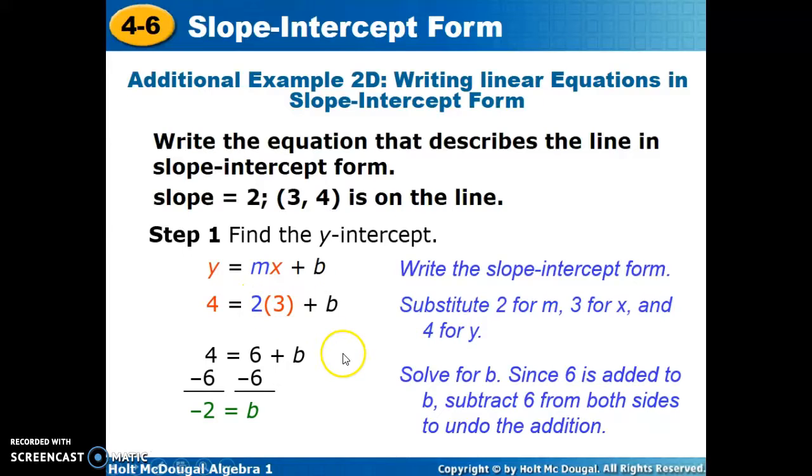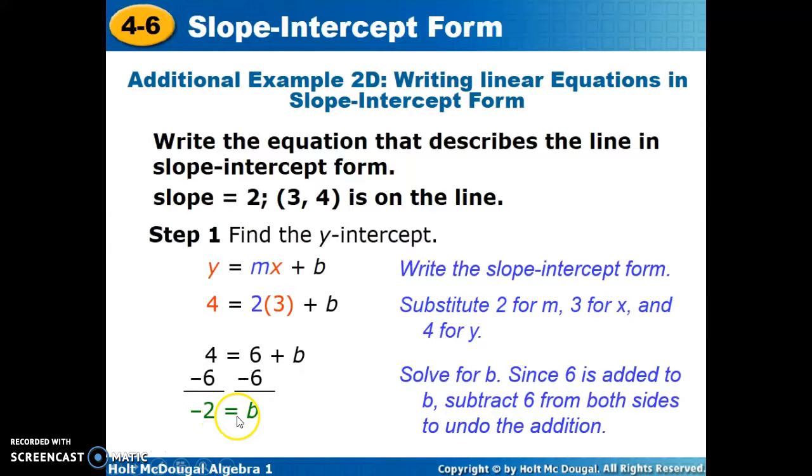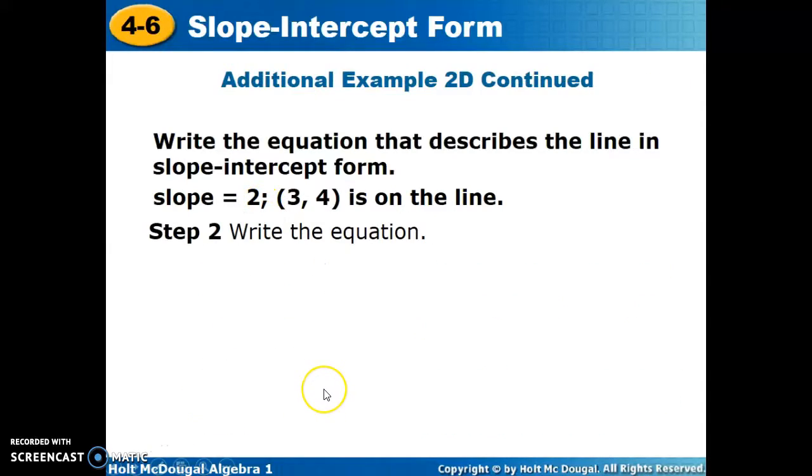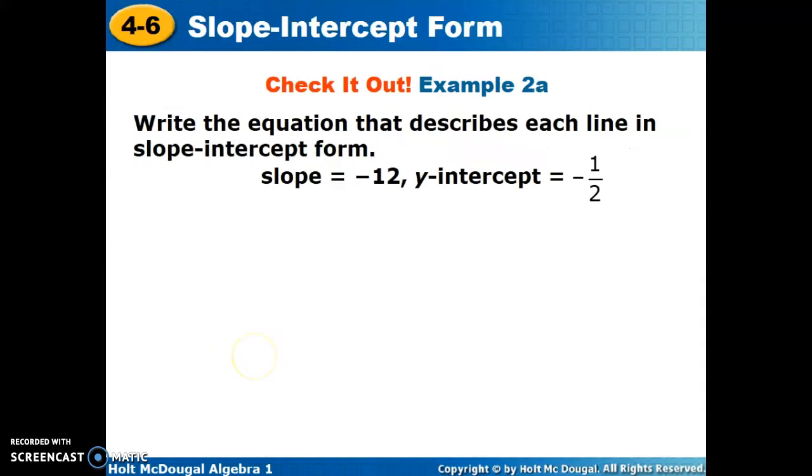Subtracting 6 from both sides, we see that b is -2. Now we have a slope of 2 and a y-intercept of -2, and we're going to put those into our equation, and we are done. y equals 2x minus 2. This gives us our line. If we want to graph this, go backwards, we would plot the point (0, -2), that's our y-intercept, and then we would rise 2 and run 1 to get to our next point. You try, check it out.